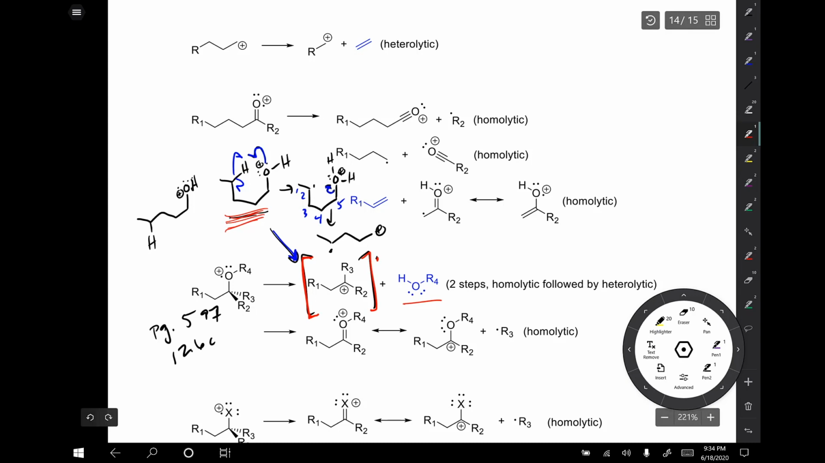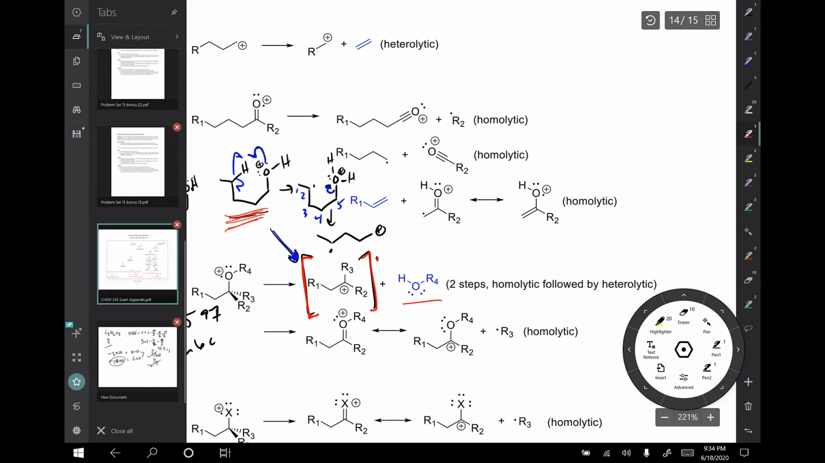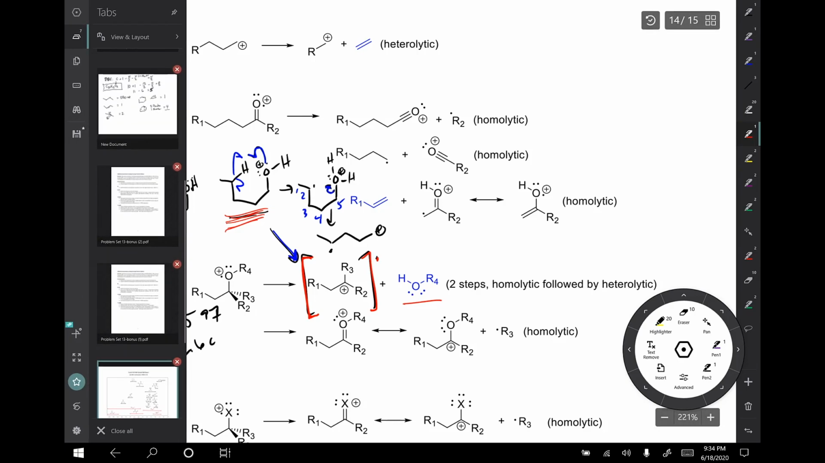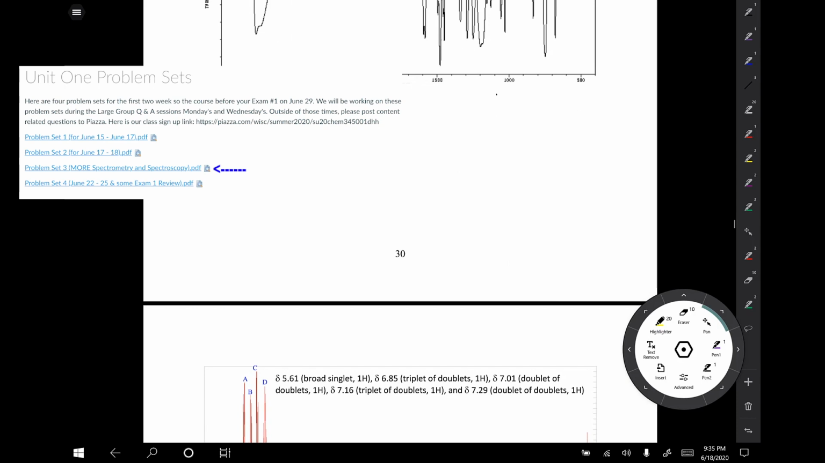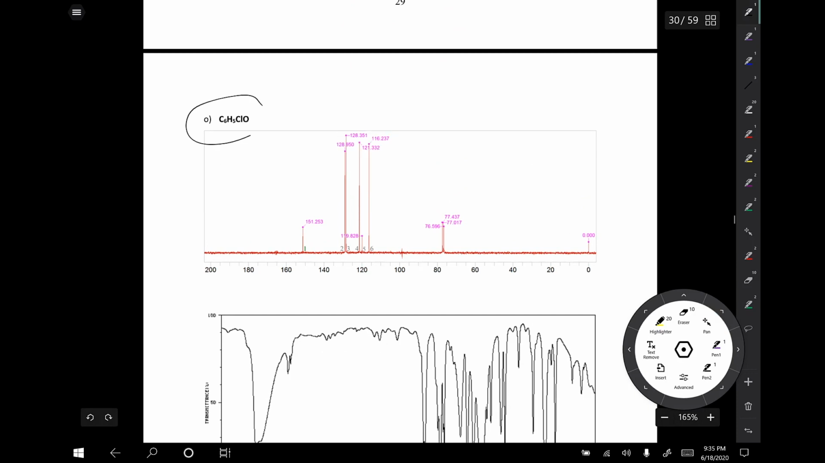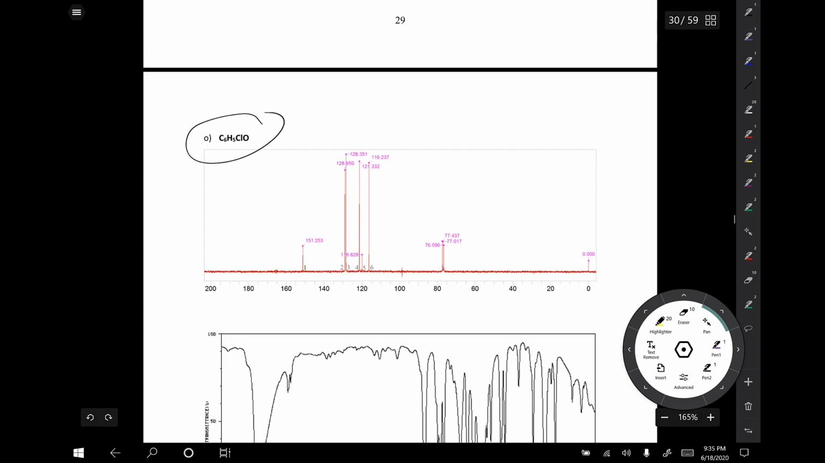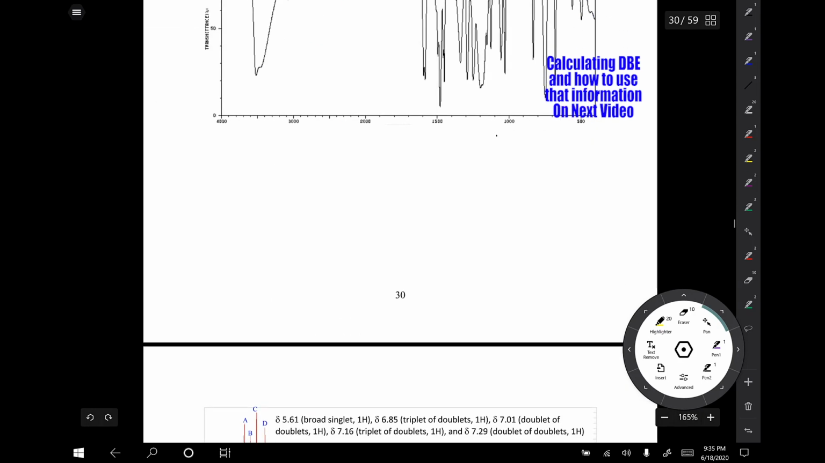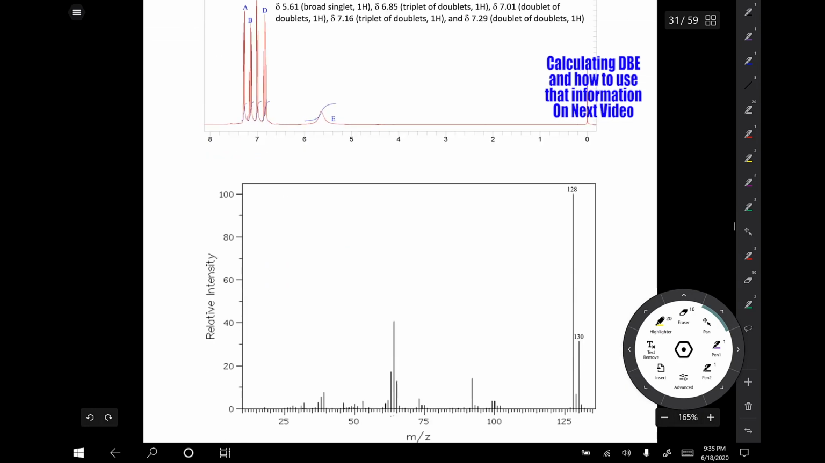What I want to do though is jump through the 4 different types of spectra that you have been looking at. This is the bonus problem set with more spectroscopy and spectrometry. Essentially what you're doing is you're given a molecular formula, and you are asked to draw what that molecular formula is. The first step in this is going to be to figure out how many double bonds this has, and we'll walk through that.